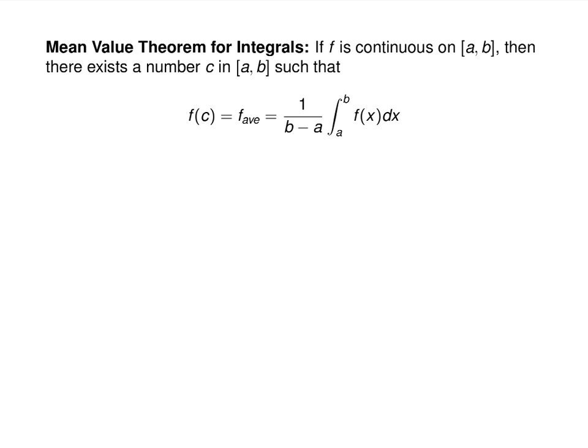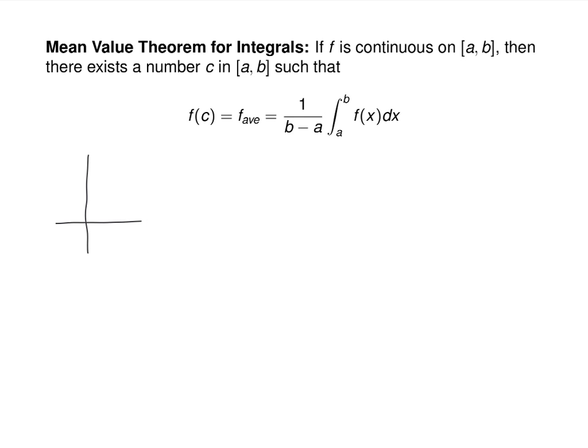Now, the next thing we have is a theorem called the mean value theorem for integrals. It says that if your function is continuous, then there is a number c in the interval from a to b where the function value equals its average value.